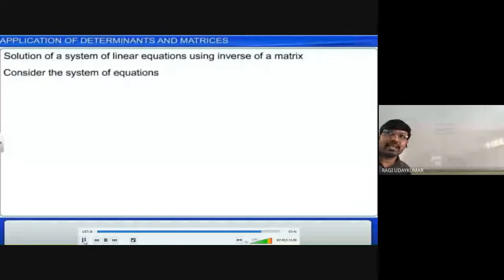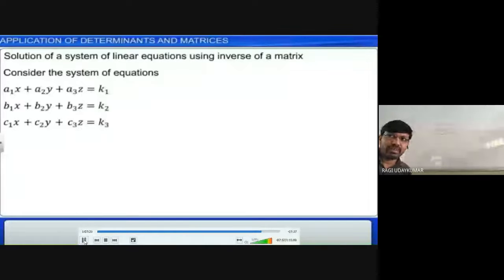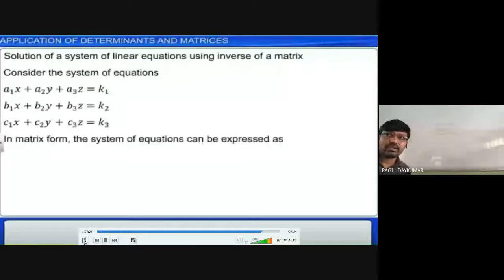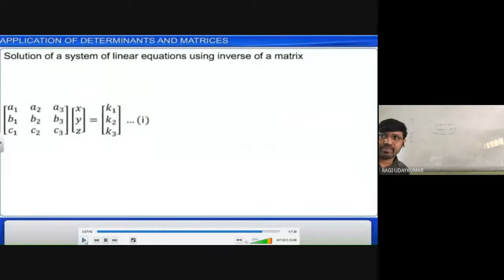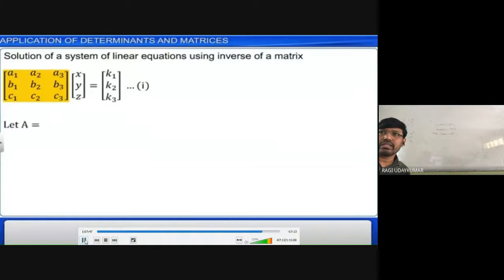Let us consider the general form of linear equations in three variables: a1x + b1y + c1z = k1, and similarly a2x + b2y + c2z = k2, a3x + b3y + c3z = k3. Writing the given equations in matrix form, the coefficient matrix is a1, a2, a3, b1, b2, b3, c1, c2, c3. This is how we write the given equations in matrix form.